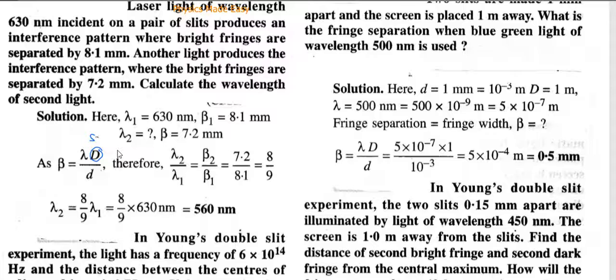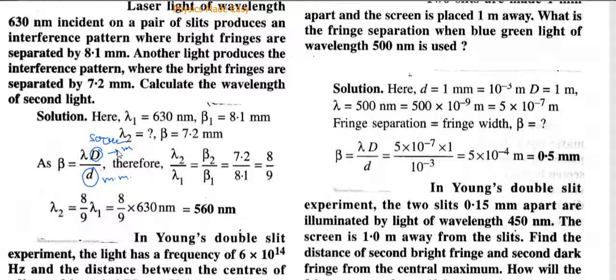Between source and screen, capital D, its value is large. Always remember, even if you have to take an answer, then D is in meter and this small d is in mm. If you have to take the answer numerically, always remember small d is in mm and capital D, distance of screen, is in meters, 1 meter or 100 centimeter, 90 centimeter, 120 centimeter, like this.